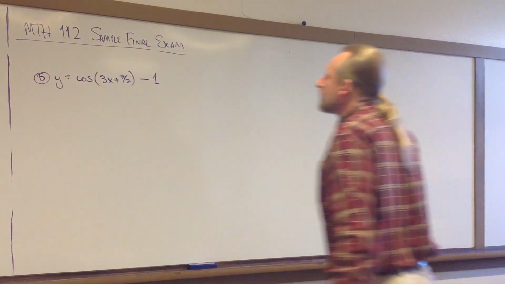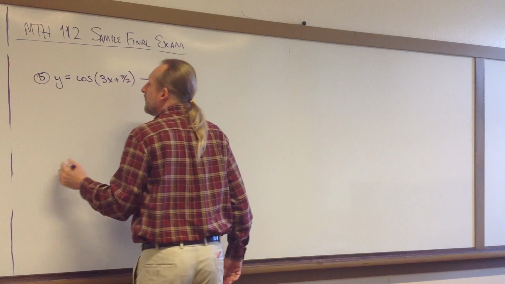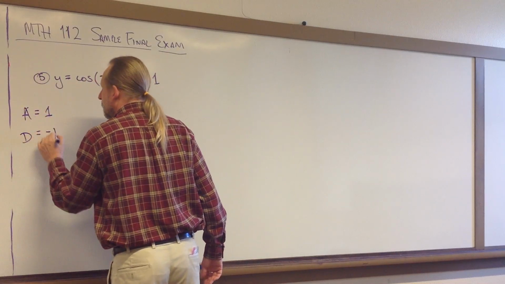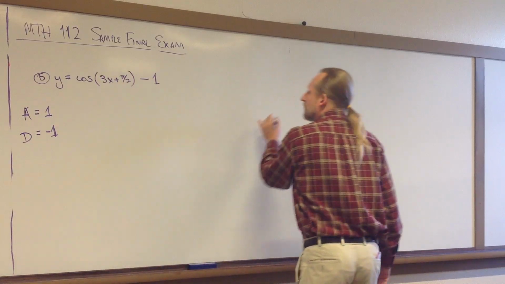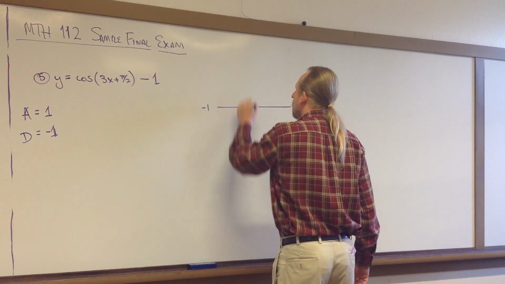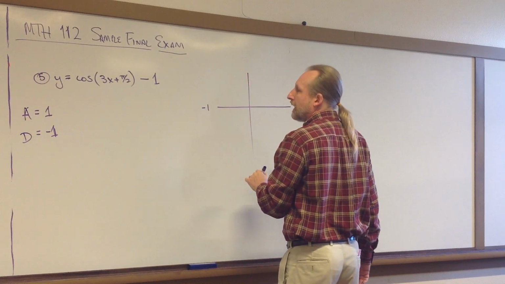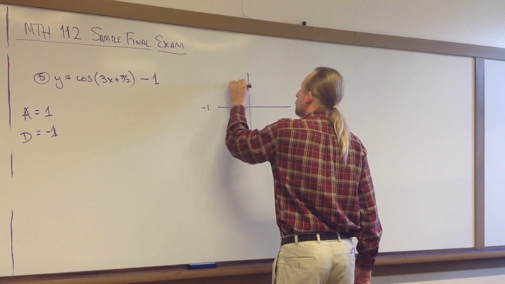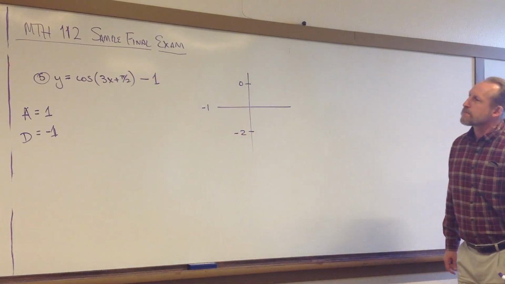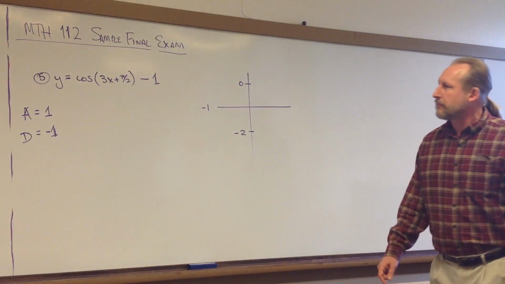All right, so here notice that A is 1, D is negative 1. So that D is going to be our midline value. And then on the y-axis, we're going to go up 1 to the maximum, down 1 to the minimum. Okay, so there's that setup.